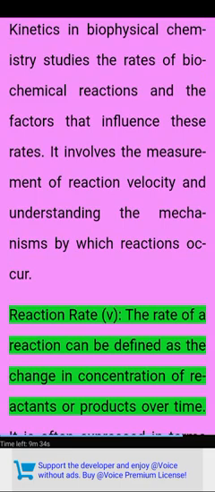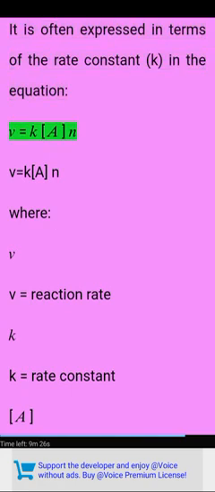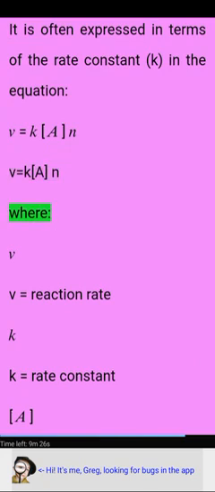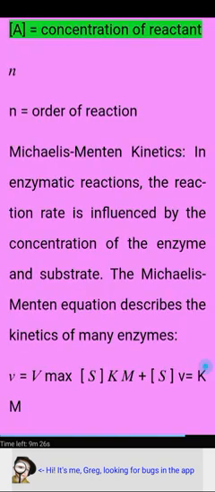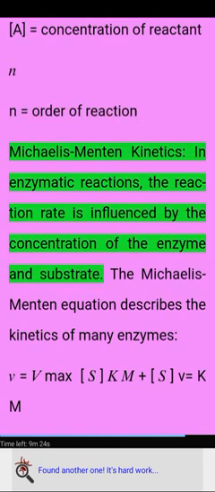Reaction rate, V. The rate of a reaction can be defined as the change in concentration of reactants or products over time. It is often expressed in terms of the rate constant K in the equation V equals K A to the n, where V equals reaction rate, K equals rate constant, A equals concentration of reactant, and n equals order of reaction.